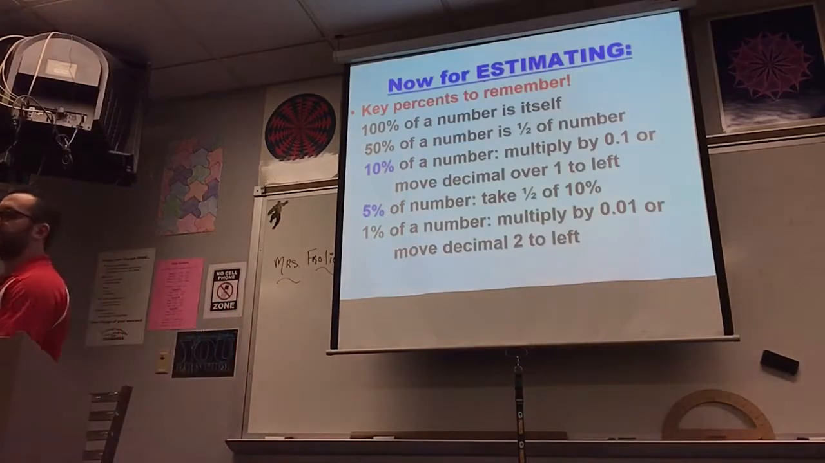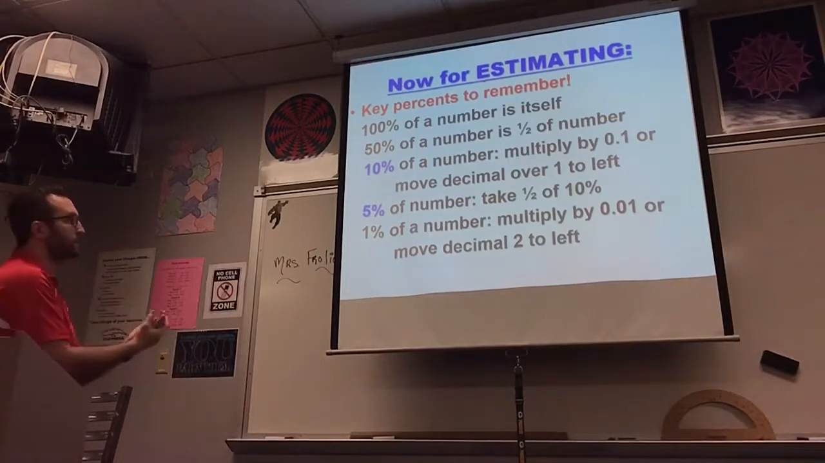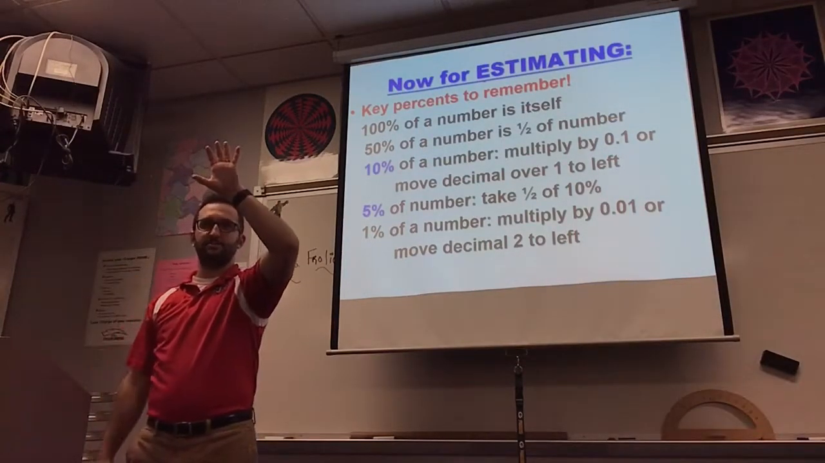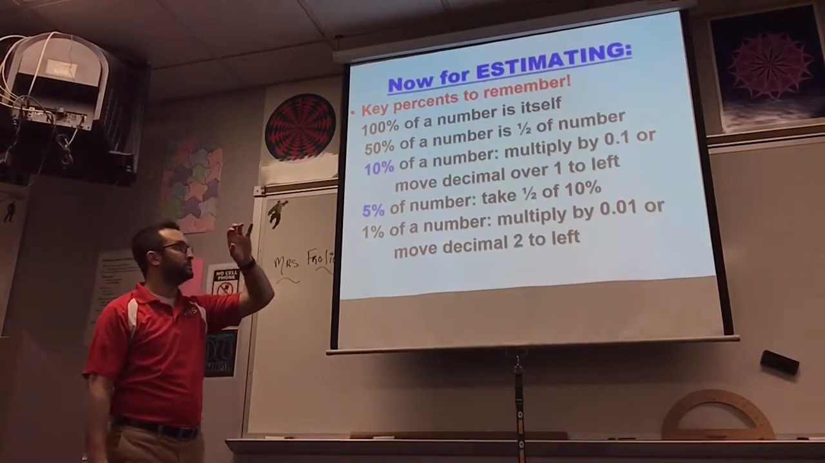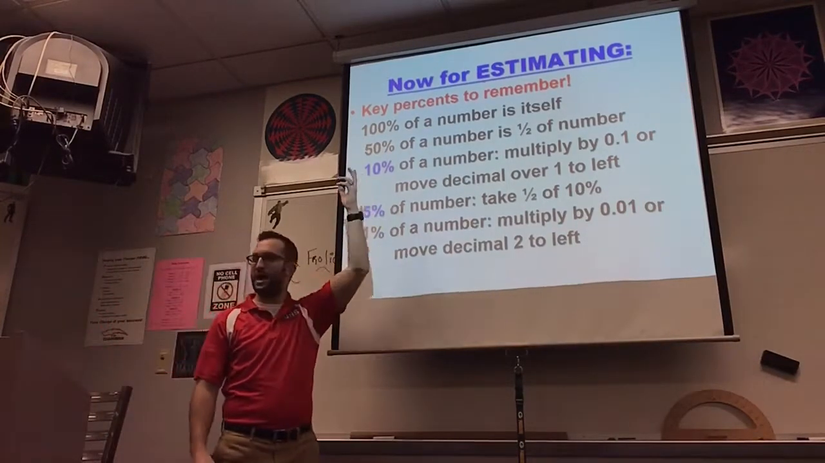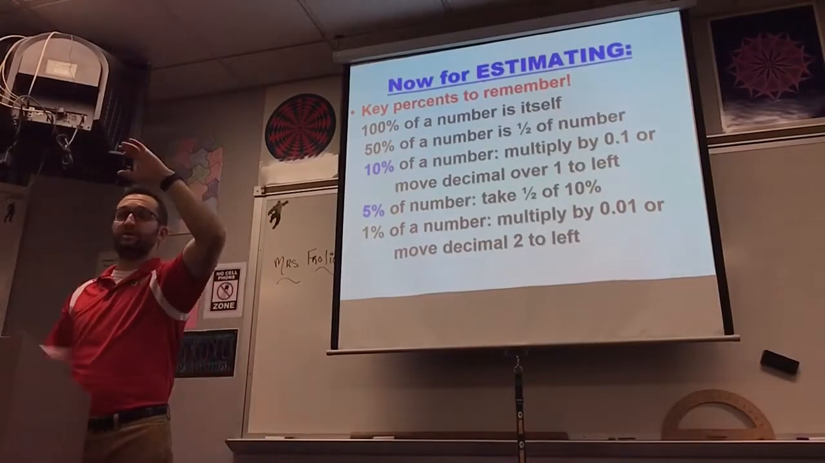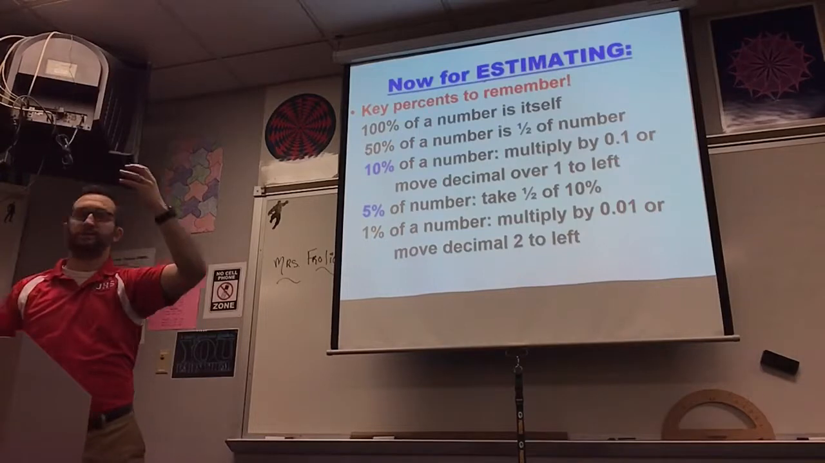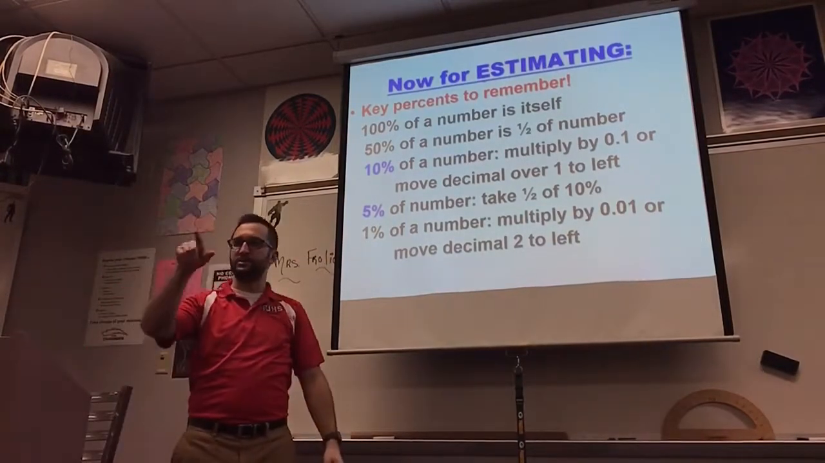These are key percents to remember. 100% is the number. 50% is half of that number. 10% is you take the number and move the decimal place over one spot. Pretty easy. Okay. 5% is half of 10, or if you cut the number in half, then move the decimal place over. That's how you find 5%. 1% is you move the decimal place over twice.